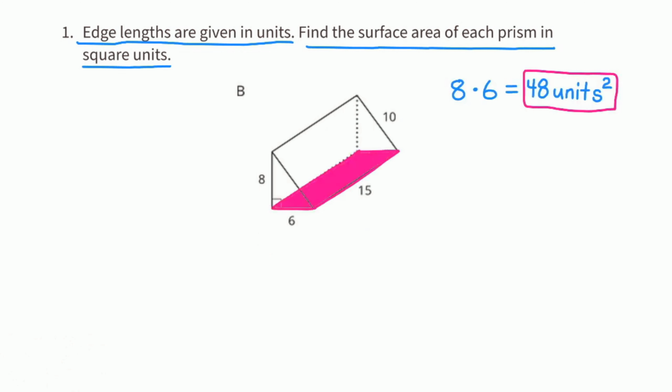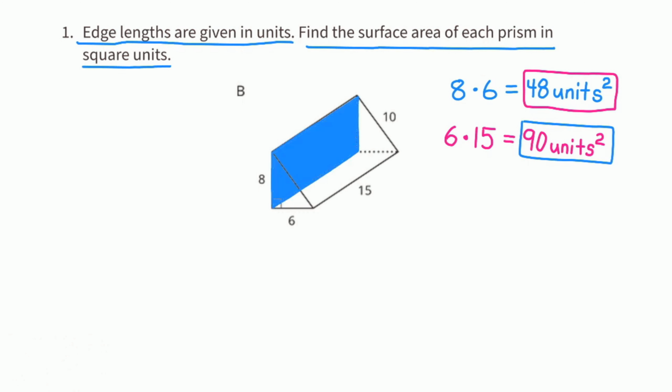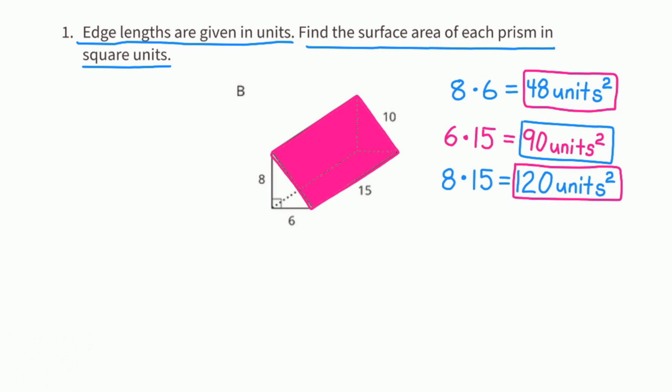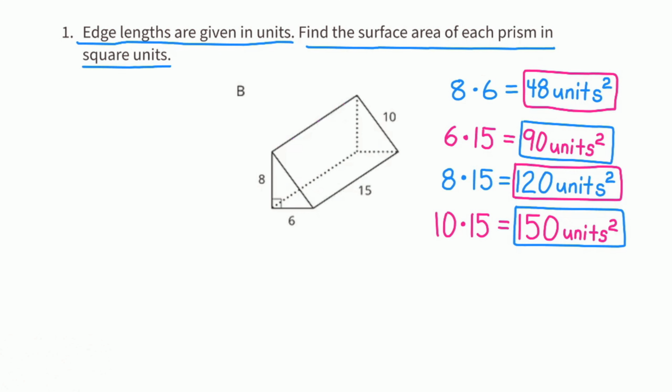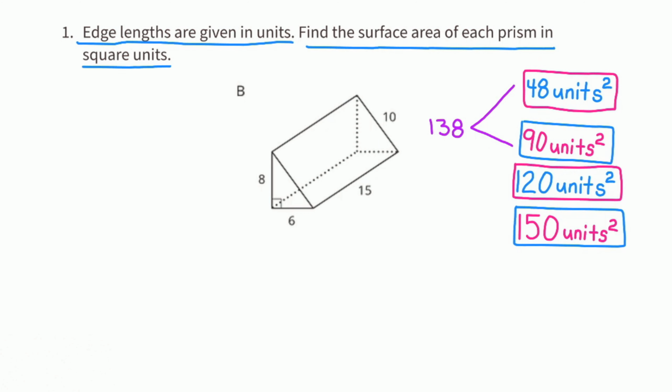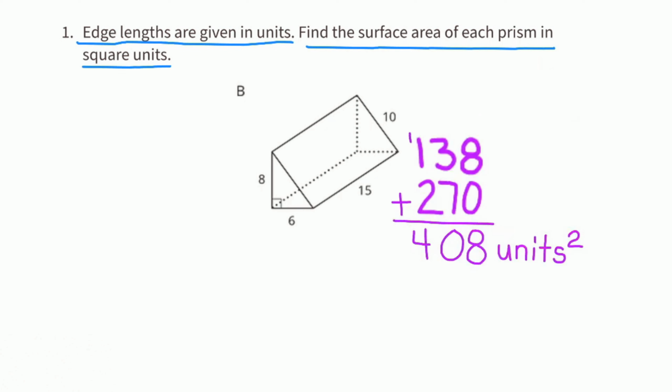The dimensions for this side are 6 by 15. So the surface area for this side would be 90 units squared. The dimensions for this side are 8 by 15. So the surface area for this side would be 120 units squared. And finally, the dimensions for this last side are 10 by 15. So the surface area for this side would be 150 units squared. Add all the surface areas for each of the sides, and you'll have the surface area for the prism. The surface area for prism B is 408 units squared.